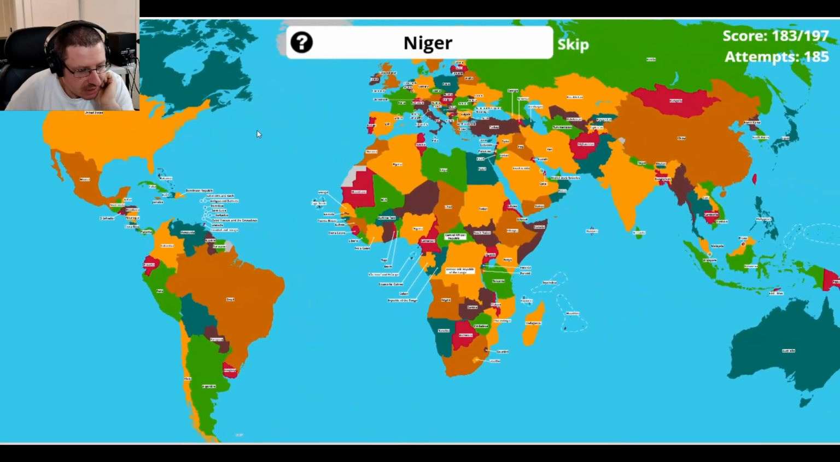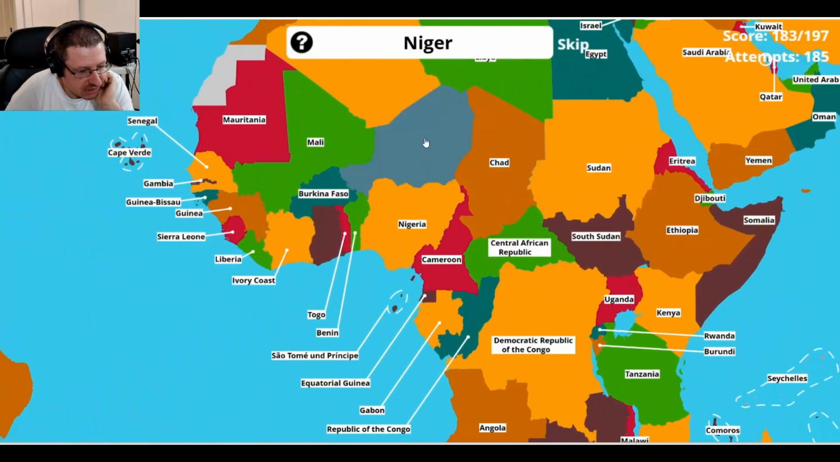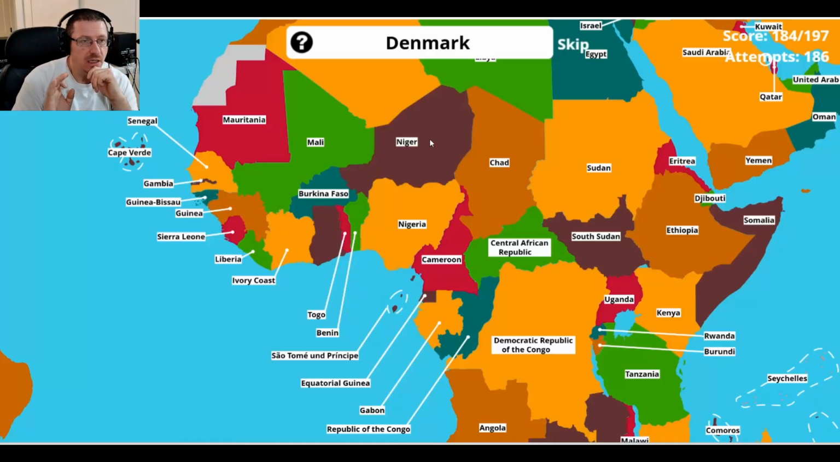Niger has big uranium deposits, and also Niger has the highest birth rate per person in the entire world. The average woman there has 7 kids in Niger.